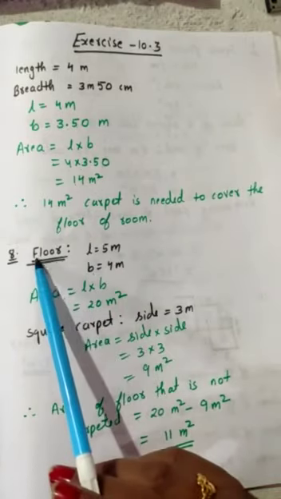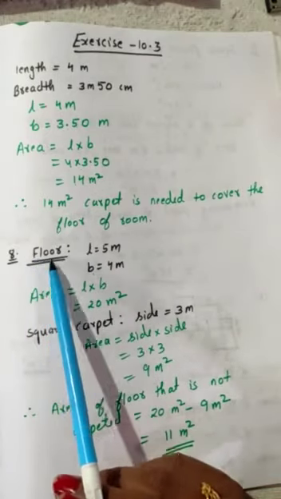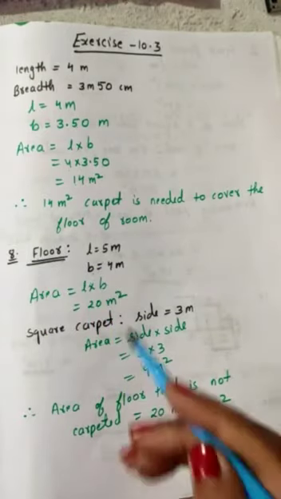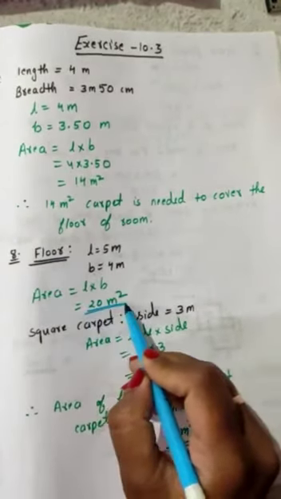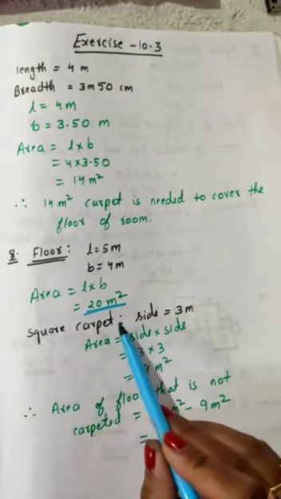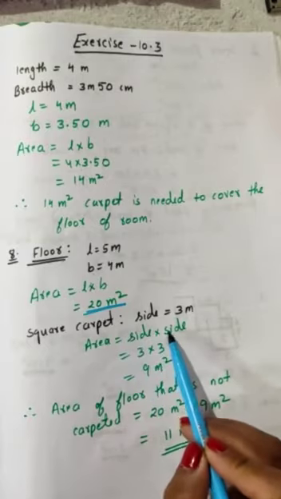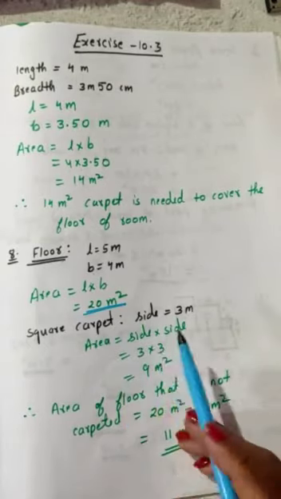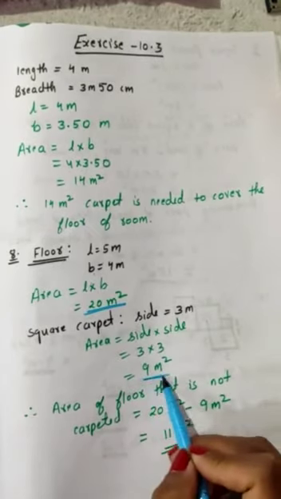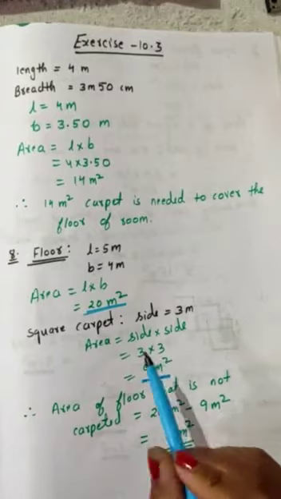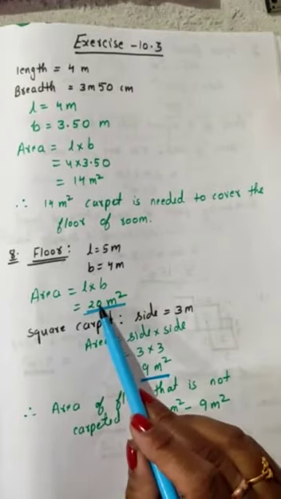So for that, first of all, we will calculate the area of the rectangular floor, which is L into B. So 20 meter square. So this is the area of the floor. Now the area of the square carpet. Since this is a square carpet, you know the formula is side into side, and the square carpet's side is 3 meters. So 3 3 is 9. That means जो आपने carpet बिछाई है फर्श के ऊपर, that is only 9 meter square. But the complete floor's area is 20 meter square.